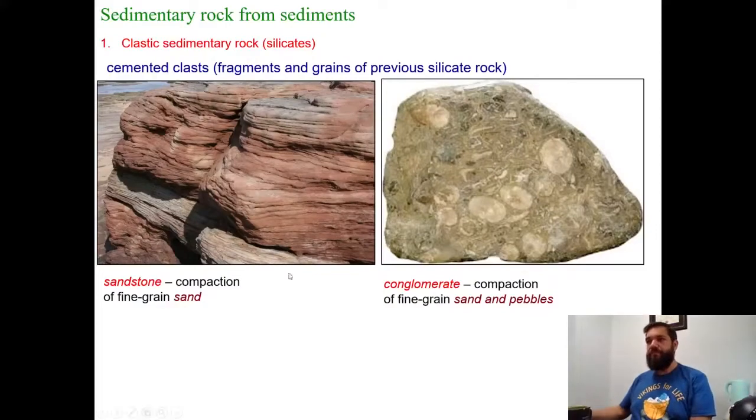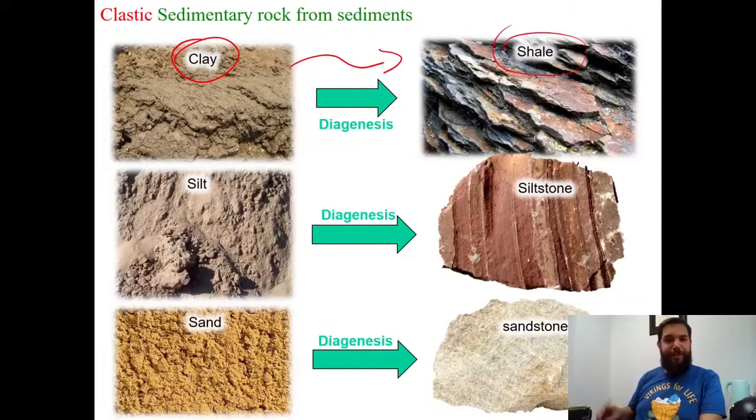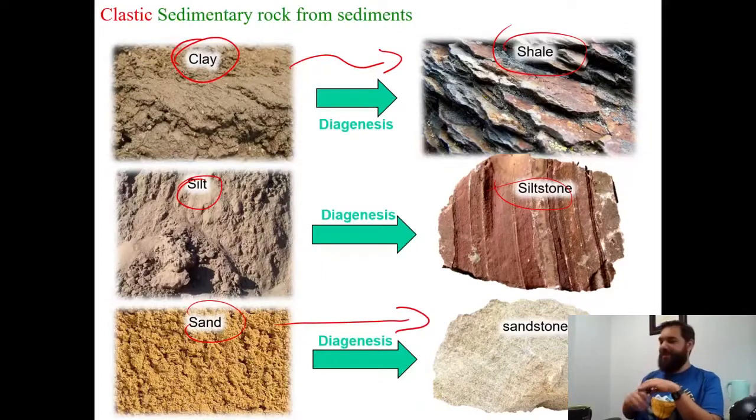So let's talk about this. Remember, we named clastic rocks on the basis of particle size, right? So if you're a clay, you undergo diagenesis, you become shale. Notice how shale is very sheety. It splits into sheets. So if you're taking the lab, that's how you're going to recognize shale. Shale splits into these sheets. Okay, silt, when it forms, becomes siltstone. Very easy to remember, right? Sand forms sandstone. So that's pretty easy to remember.